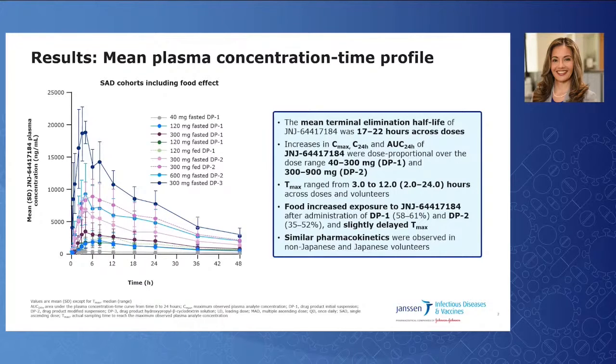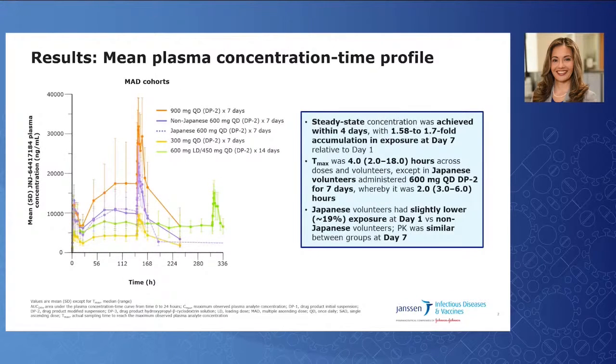Cmax ranged from 3 to 12 hours across doses and volunteers. Food increased exposure to J&J-7184 after administration of DP1 and DP2 and slightly delayed Tmax. Similar pharmacokinetics were observed in non-Japanese and Japanese volunteers.